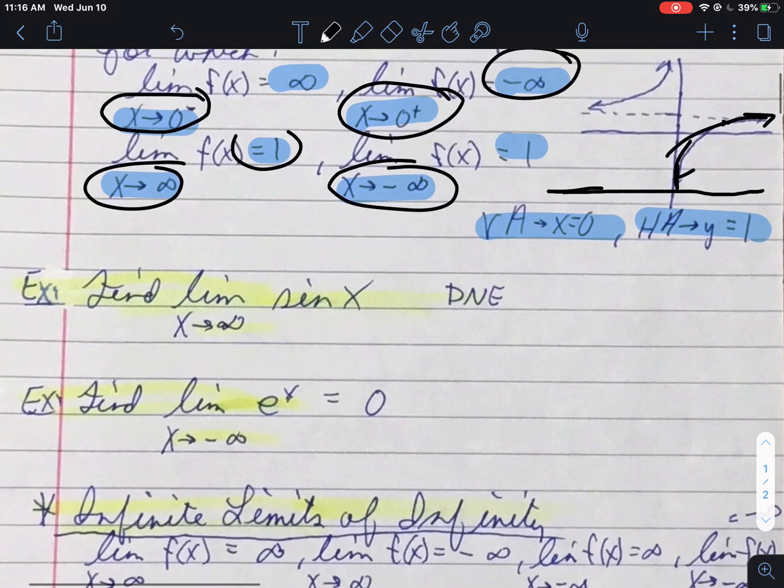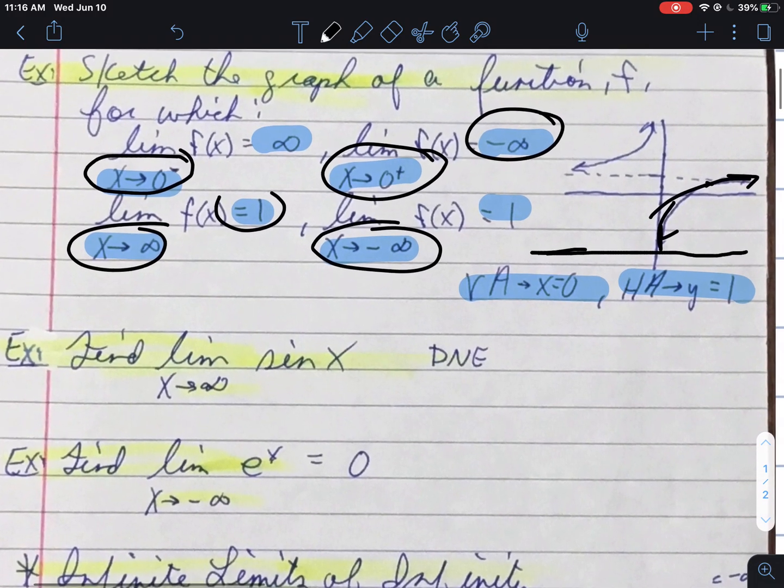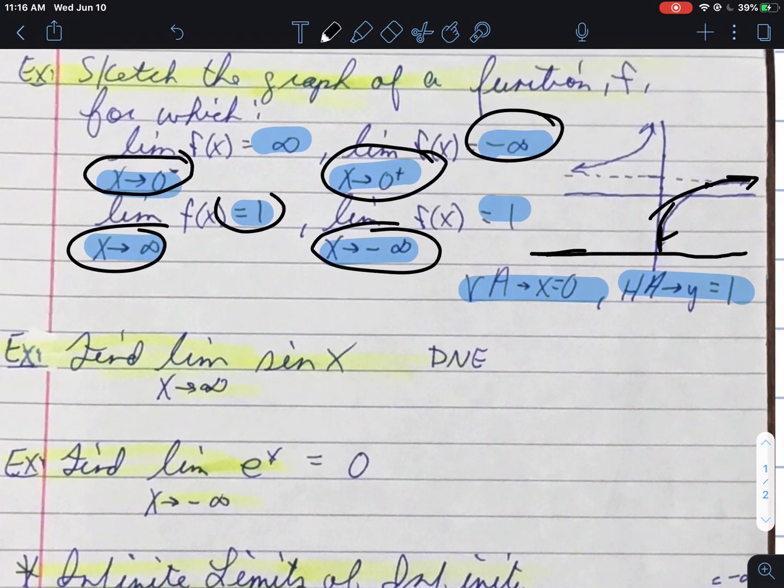Next couple of examples. The first one, this limit as x approaches infinity of sine x.